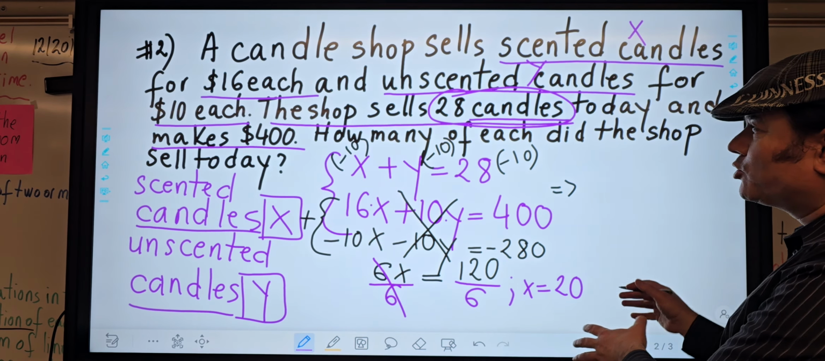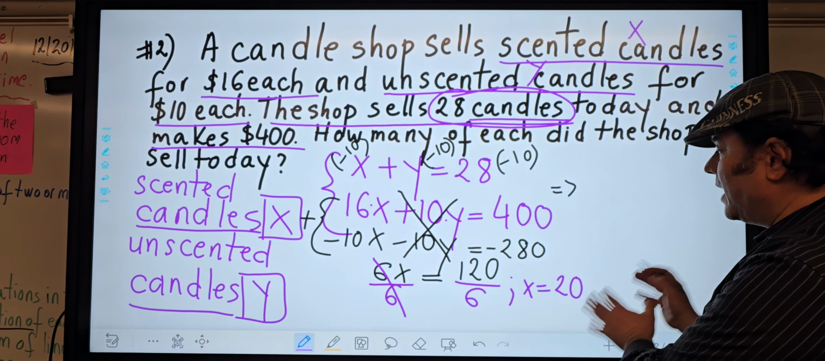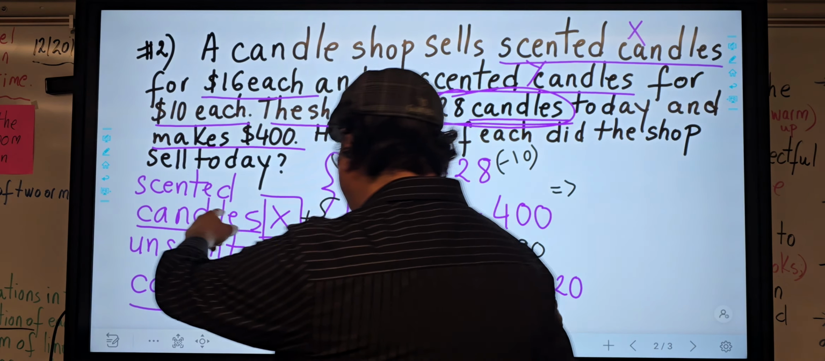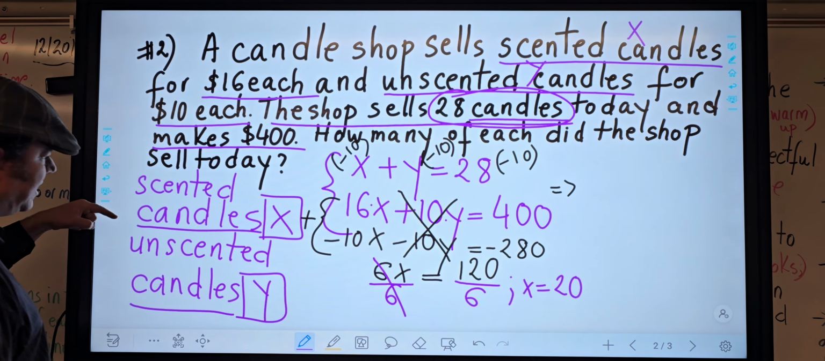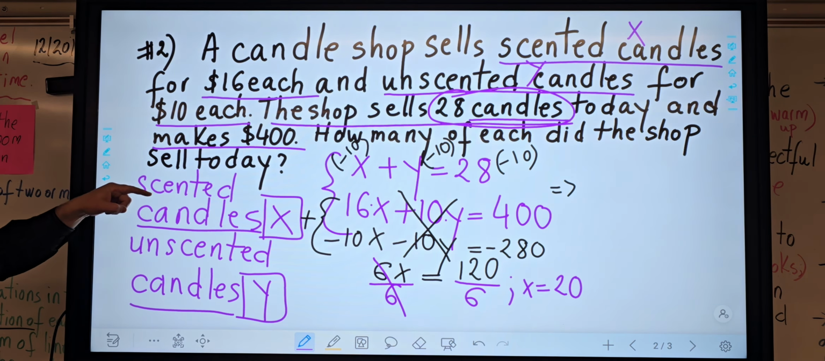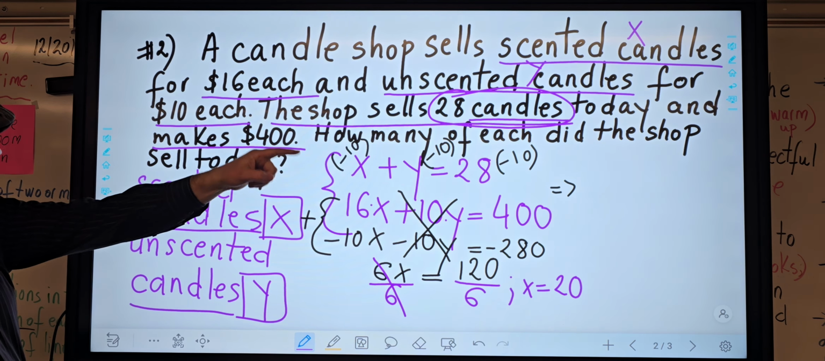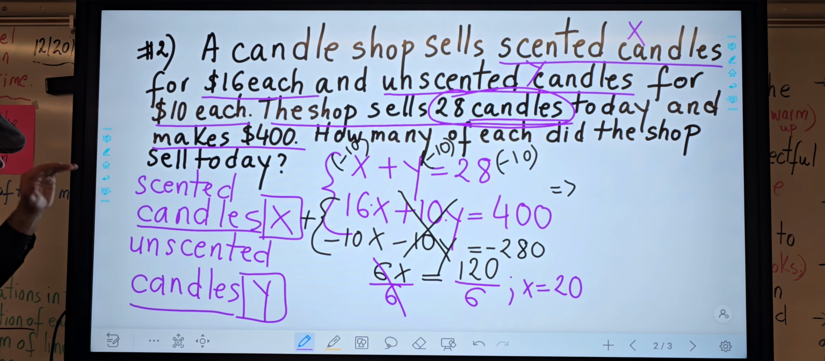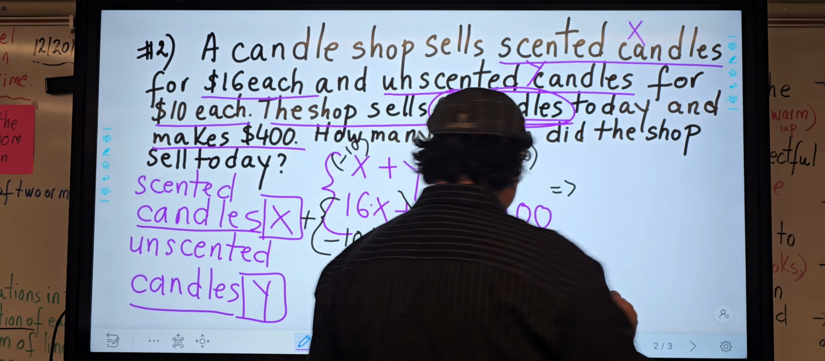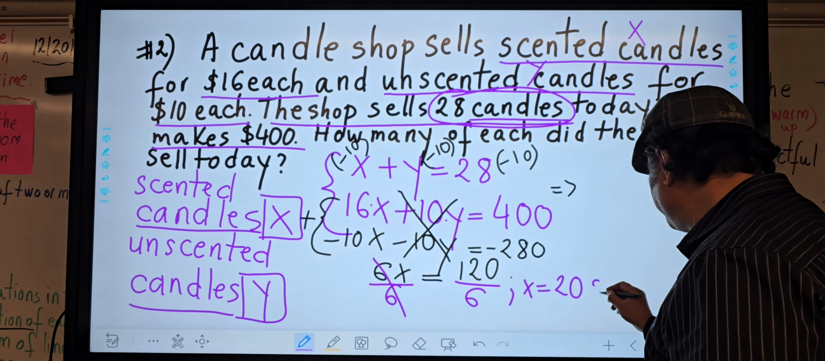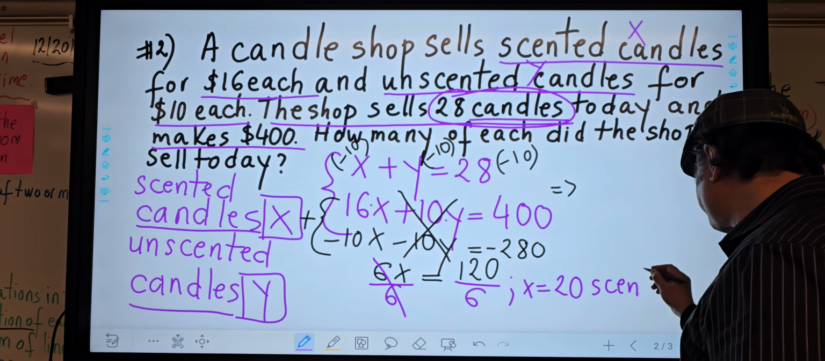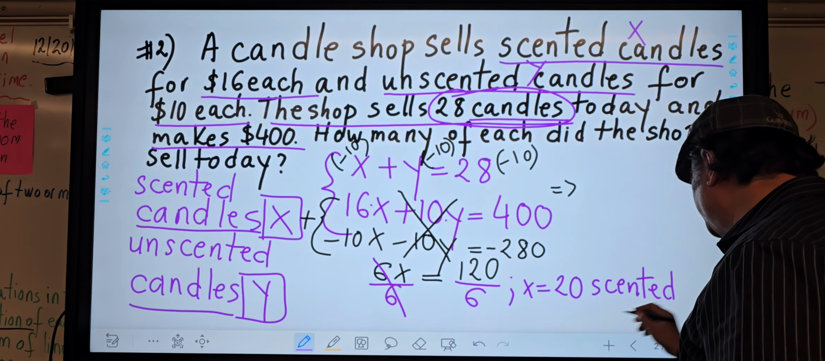So X equals 20. But what does that represent? X is the scented candles. So how many of each did the shop sell? The shop sold 20 scented candles.